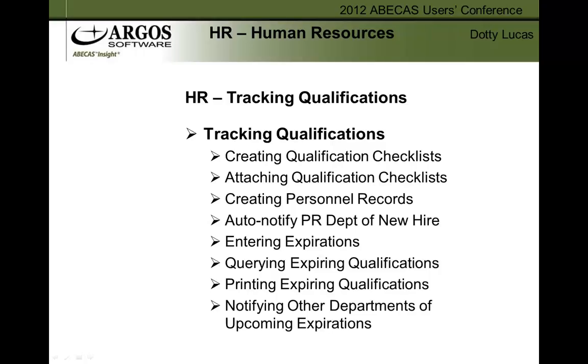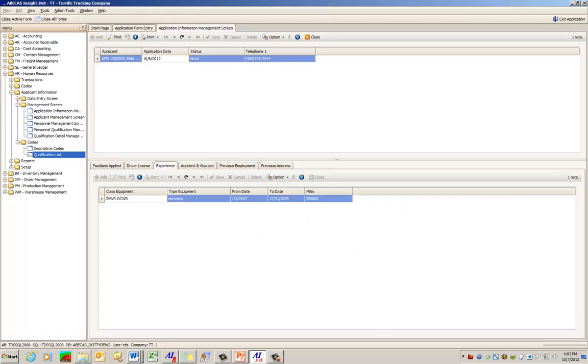We're going to go about creating a personnel record, and at that point you can set up a task agent job as well to auto-notify, let's say, your payroll department of the new hire. We'll be entering expiration information. We'll be showing how we can query for expiring qualifications. We can print expiring qualification reports, and we have notifications of expirations to other departments such as dispatch. As we discussed previously, the .NET technology allows us to open up multiple screens at the same time.